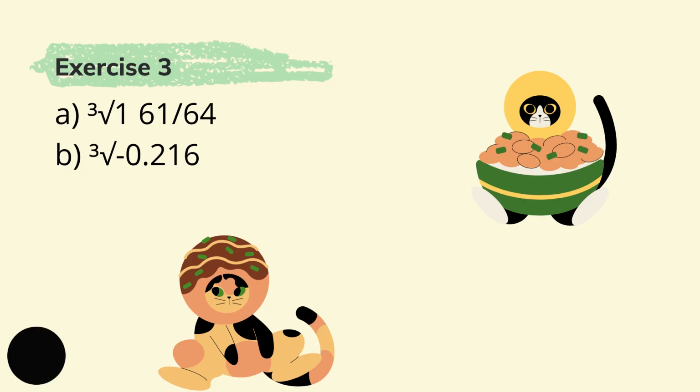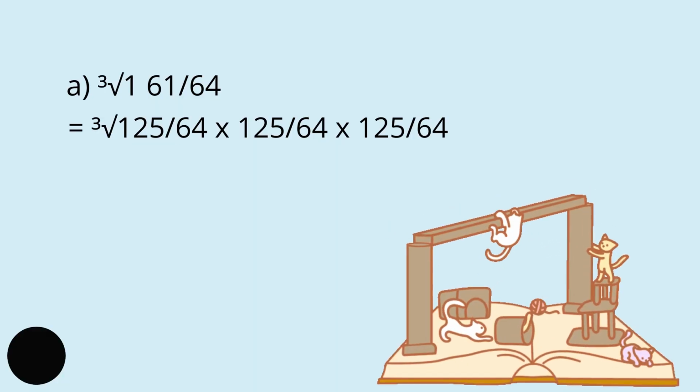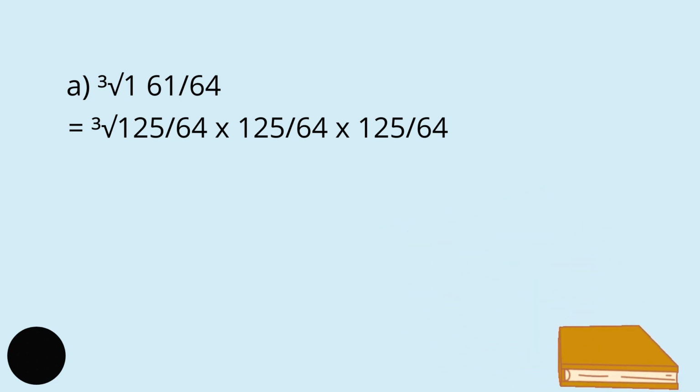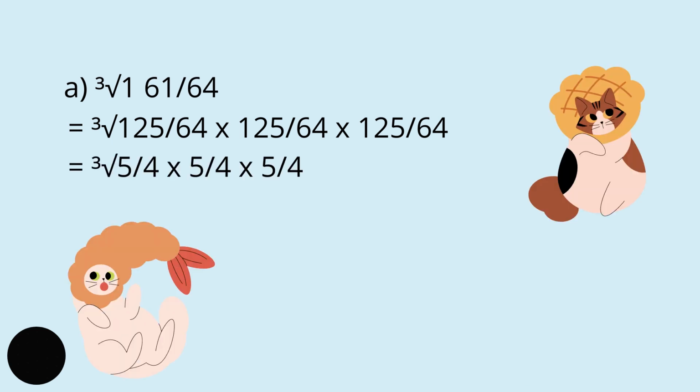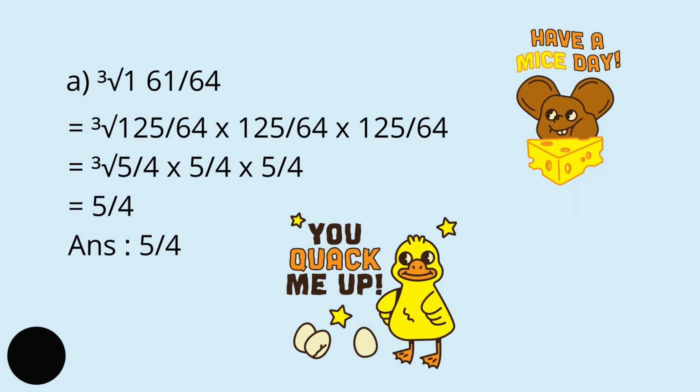Exercise 3. A. Cube root of 1 and 61 over 64 equals cube root of 125 over 64. Then we know that 125 is a perfect cube, equal to 5 multiplied by 5 multiplied by 5, and 64 also equals 4 multiplied by 4 multiplied by 4. So the answer for cube root of 1 and 61 over 64 is 5 over 4.